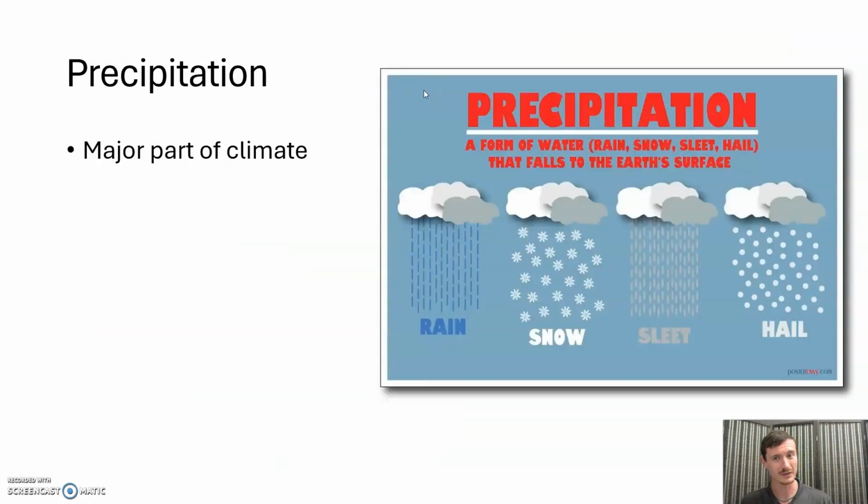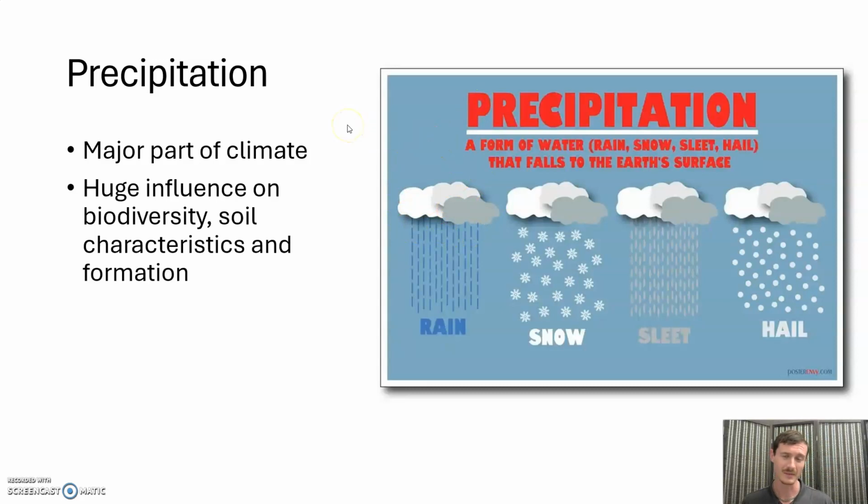And when we return it to the atmosphere, it comes back as precipitation, right? One of our major parts of climate, along with temperature. It can take many forms, right? Rain and snow especially, though rain is what we're going to be the most concerned about. This has a big influence on all these other factors, right?